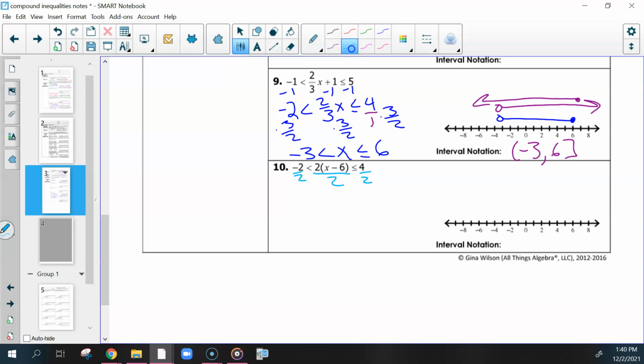So if this didn't evenly divide into both of these, I probably wouldn't do it this way. Or if it didn't evenly divide into one or the other, I wouldn't do it this way. So this would give me -1 is less than x minus 6, which is less than or equal to 2. And then we could add 6 on both sides to get 5 is less than x, which is less than or equal to 8.